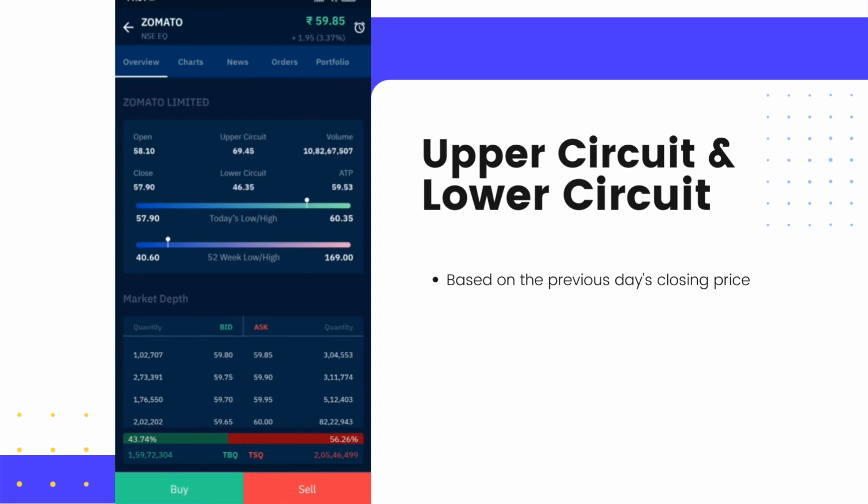Okay, so this percentage is different for all the stocks. It can be 5%, 10%, 15%, 20%. But the logic over here is yesterday's closing price will decide today's circuit limits. So according to this, 57.90, I think the circuit is 20% for Zomato. So 57.90 plus 20% will be the upper circuit and minus 20% will be the lower circuit.